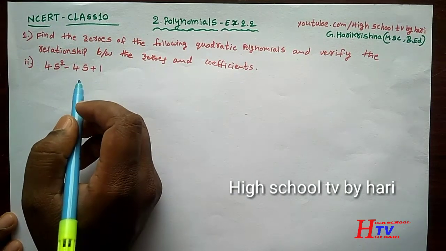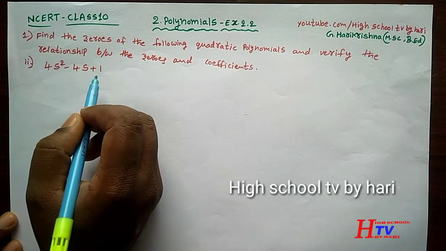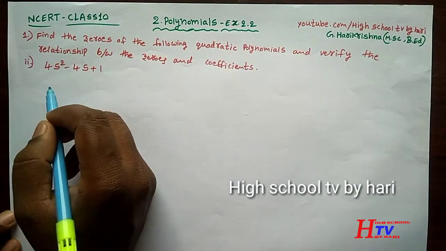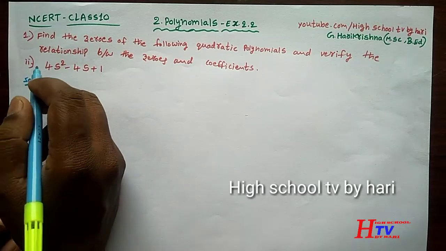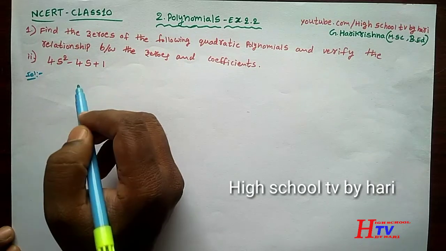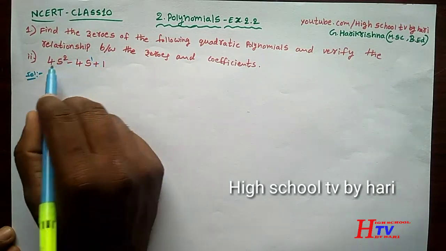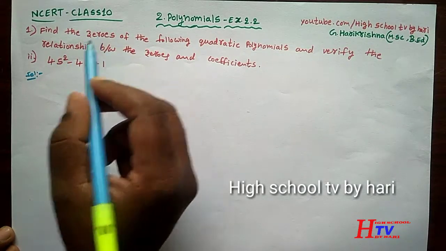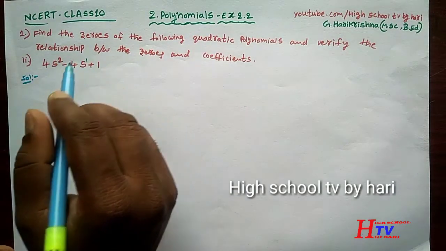We have to find the zeros of this polynomial and also verify the relationship between the zeros and coefficients. Solution. This polynomial is already arranged according to descending order of degree. It is s square, s power 1, and a constant, that means s power 0. First we write the s square term, then s power 1, then the constant term.